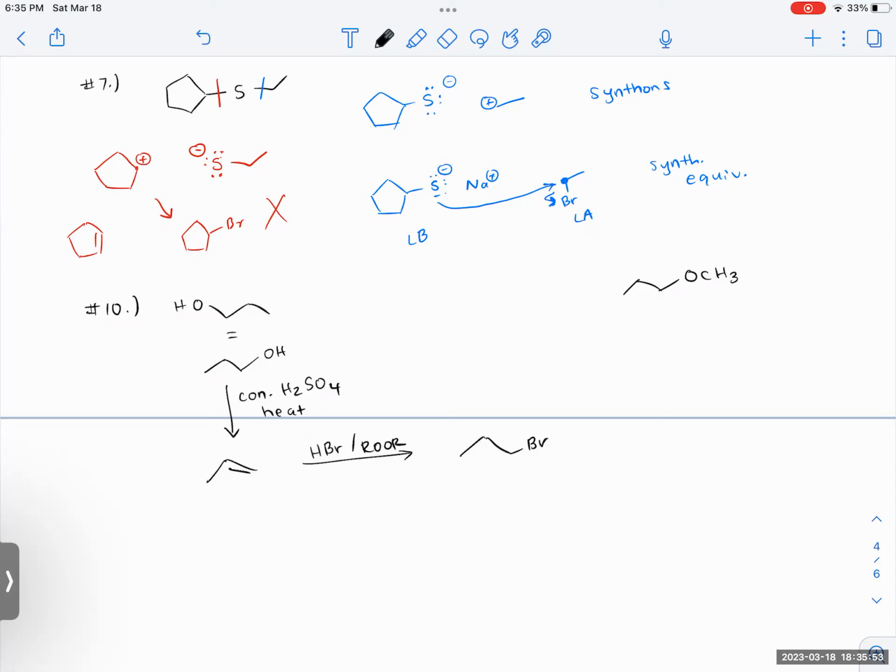So we have a bromine. We can just swap it out with the methoxide. So we're going to go ahead and do that. So we've got an A plus and methoxide. Boom, done.